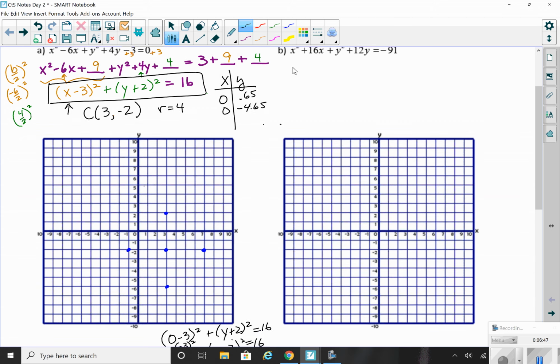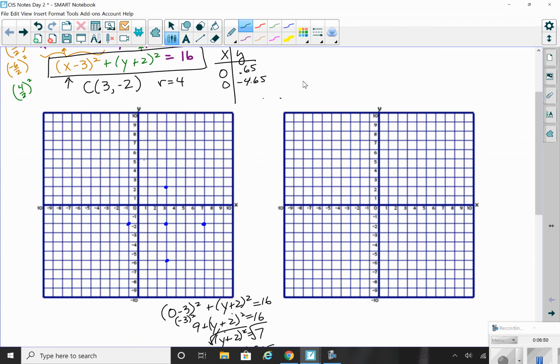When I go to plot these two points, 0, 0.65, here's 0, and go up. 0.65 is a little bit more than halfway. And then I also have negative 4.65, so down 4, a little bit more than half. Remember, because a circle is symmetric, I have mirror image points on the other side. Notice this is 3 squares to the left of that center line, so instead I'm going to go 3 squares to the right, and there's about 0.65 there. Same thing down here, that negative 4.65, 3 squares to the left. Now I'm going 3 squares to the right.